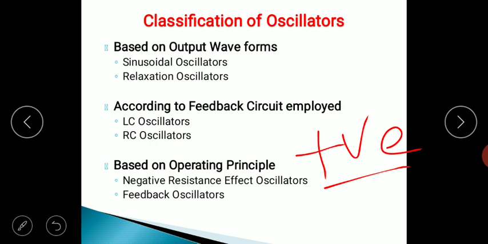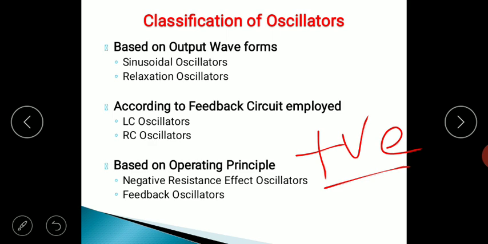And already I told you what is positive feedback. A positive feedback is one in which the feedback signal will be in phase with the external input signal, and as a result the effective input applied will be more, and hence the gain will be more. Positive feedback increases the gain, and such positive feedback is used in oscillators. So based on what kind of feedback circuit you are using, that means what are the constituent elements of the feedback circuit, we can have two different types of oscillators, called LC oscillators or RC oscillators.